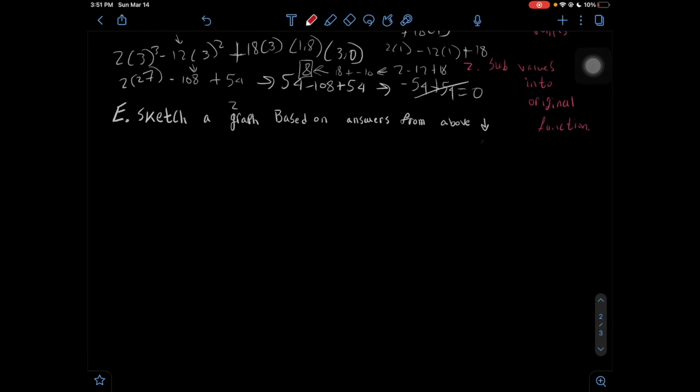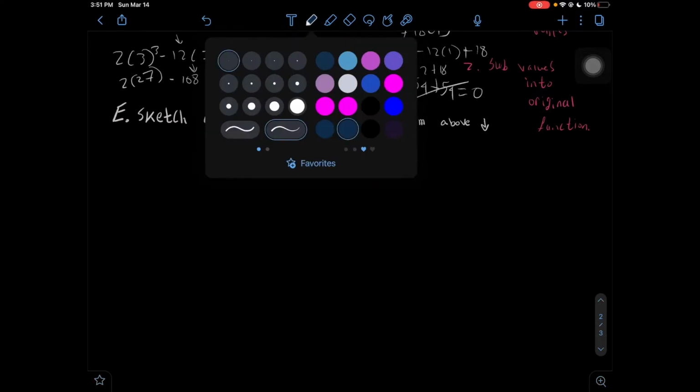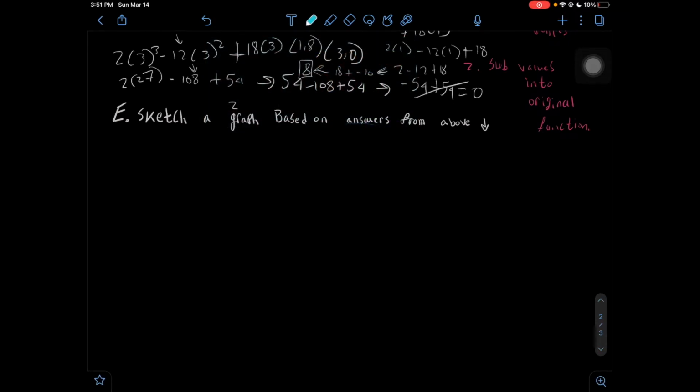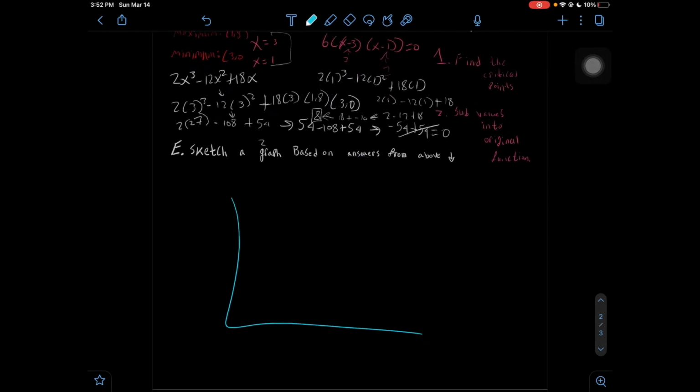So we're going to sketch it below as this arrow is indicating. Based on the answer, what I like to do, let's just go ahead and do a light blue. Here, what I like to do is start off by marking my critical points. So we have 1, 8, and we have 3, 0. Let's just mark those points really quickly. Let's do it in a different color. Let's go with this off-white, 1, 8, 3, 0.